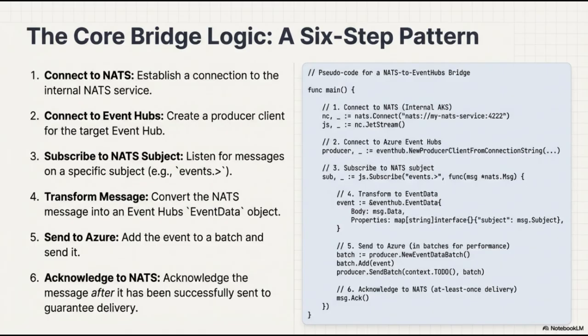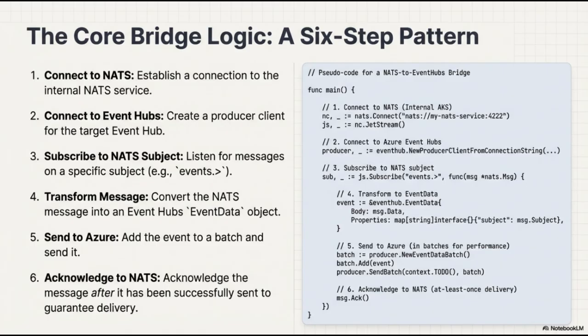First, the bridge establishes a connection to the internal NATS service. In the pseudocode, we initialize the connection and create a JetStream context, which provides the necessary features for robust message handling. Second, we connect to Azure Event Hubs by creating a producer client. This client is configured using a connection string to ensure secure communication with the target cloud resource. The third step involves subscribing to a specific NATS subject, such as events.greater-than. This tells the bridge which streams of data it is responsible for capturing and forwarding.